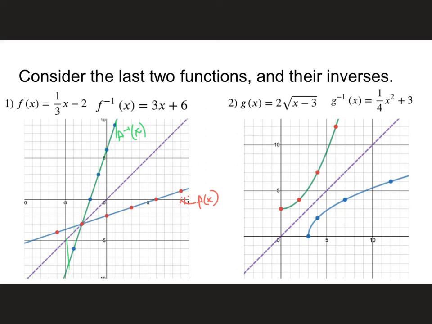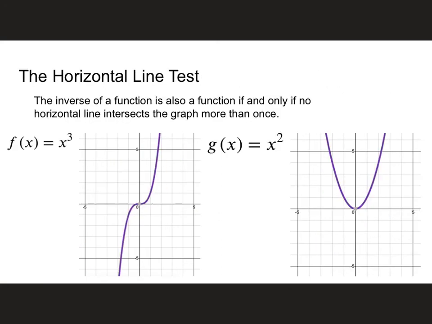I don't actually have to know whether a function's inverse is going to be a function. I can look at the regular equation to figure that out, because we have something called the horizontal line test. The vertical line test tells me if what I am currently looking at is a function, right? If a vertical line passes through a graph once and only once, then what we're looking at is a function. But the horizontal line test tells me whether the inverse of what I'm looking at is also a function. So the inverse of a function is also a function if and only if no horizontal line intersects the graph more than once.